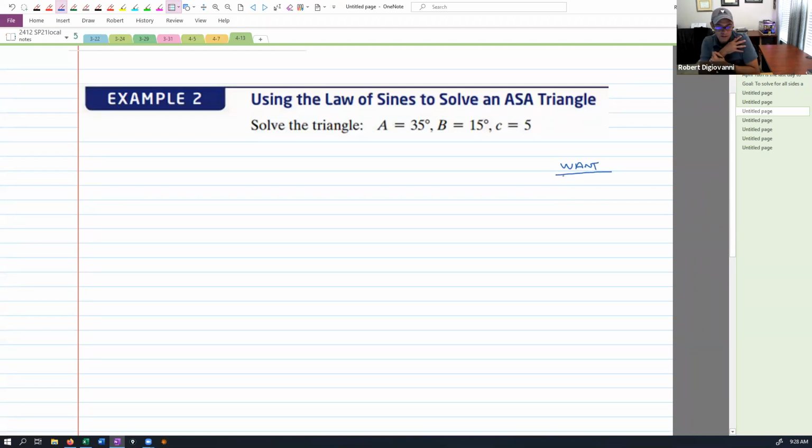So what's missing? We can find capital C, little a, little b. Can you tell me any of those right off the bat? Capital C, the angle. What would it be? Because we know 2 of the angles, 35 and 15. If we add those up, we get 50. So that means capital C has to be 130.